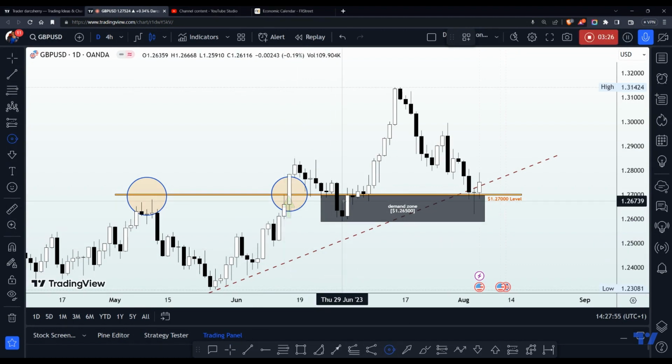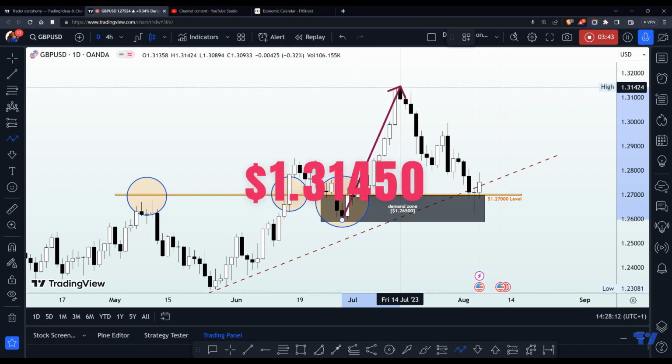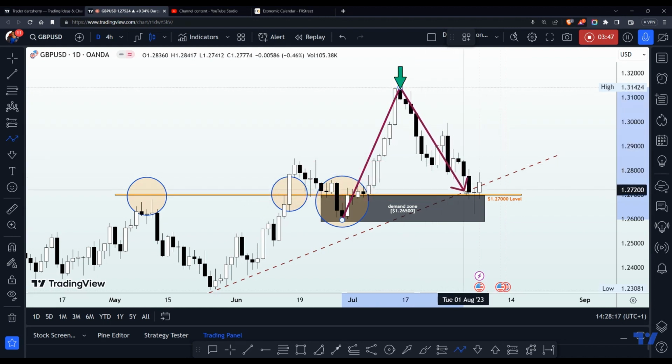We saw an attempt by the sellers to push price, which became a retest of structure during the later part of the month of June through the first day of the month of July. And with this breakout here, we have seen price action find a new peak at the 1.3145 level before we saw a nosedive in price action.